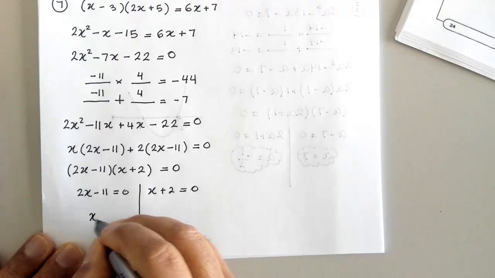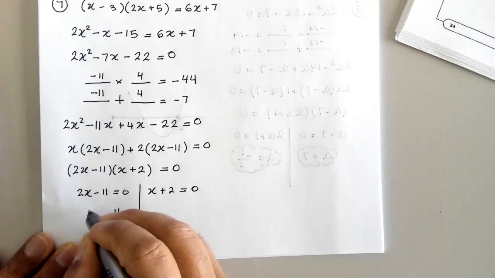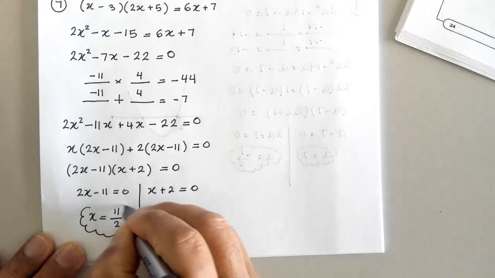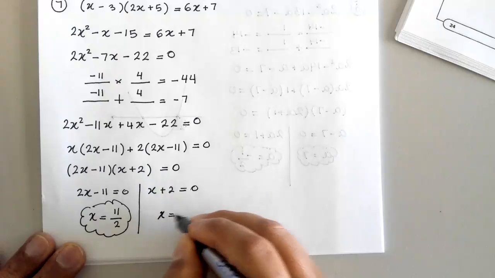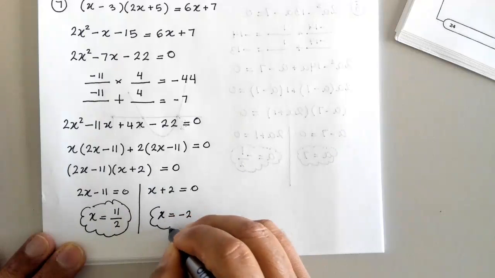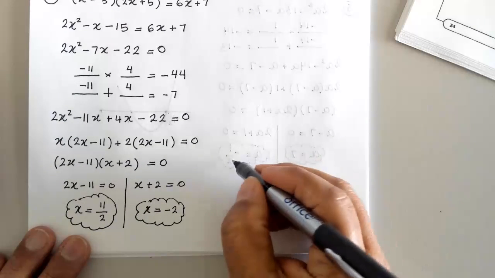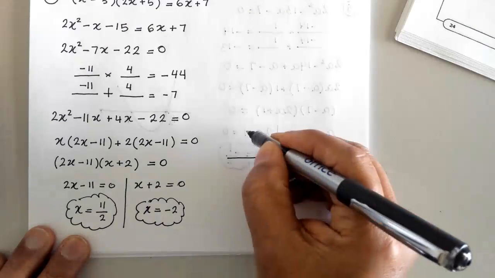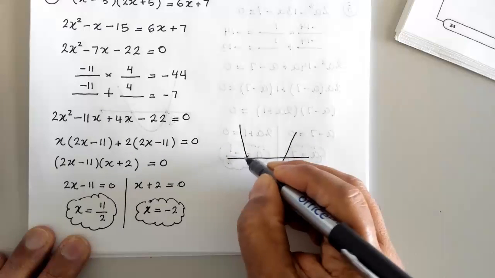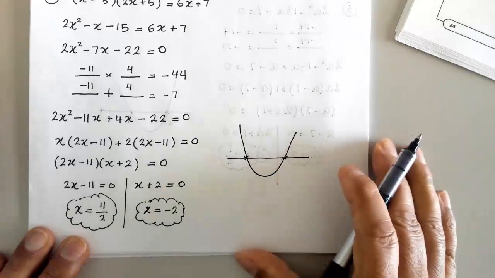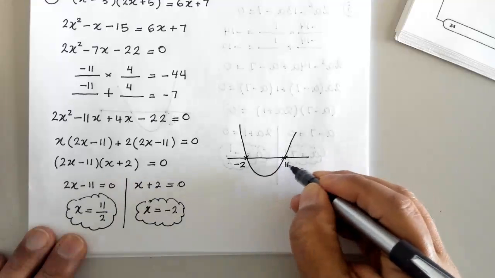And then from here we're going to have that x is equal to positive 11 divided by 2. That is my first solution. And from here we have that x is equal to negative 2, which is my second solution. Okay, and then you draw your picture. Okay, and this is going to be negative 2, and this is going to be 11 on 2.